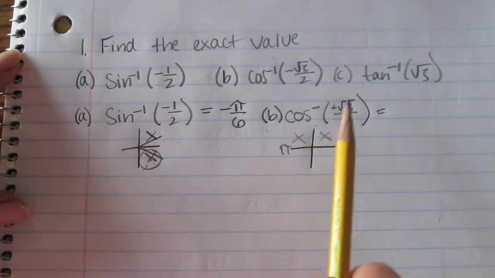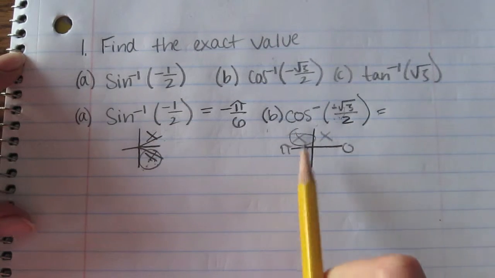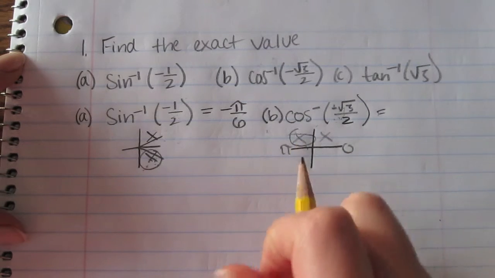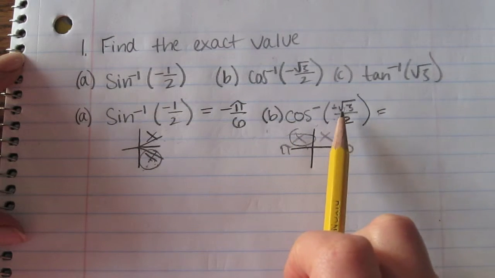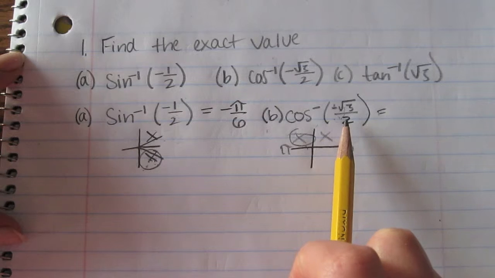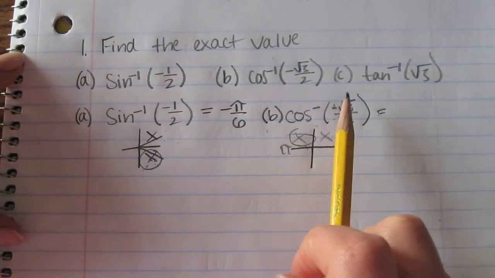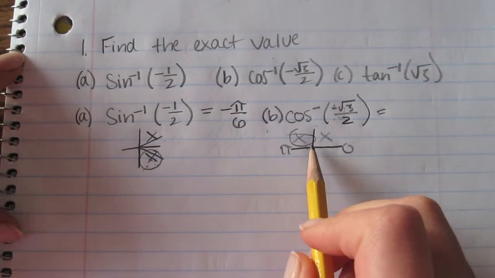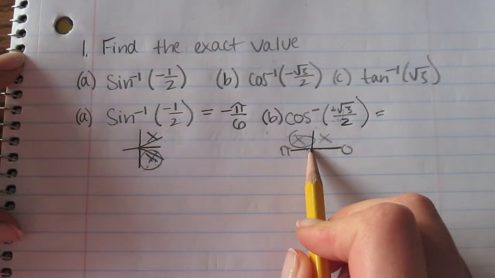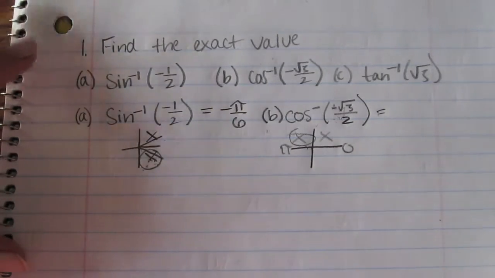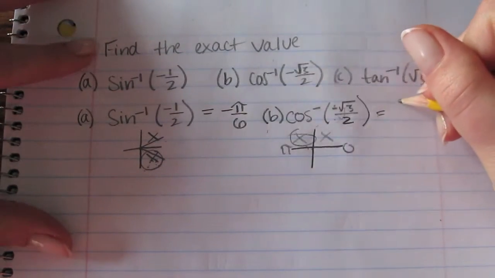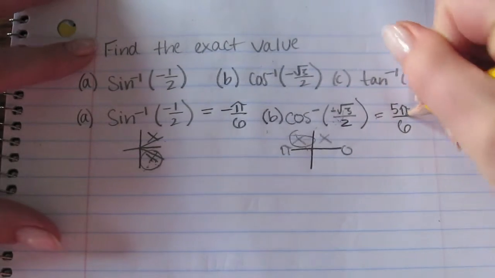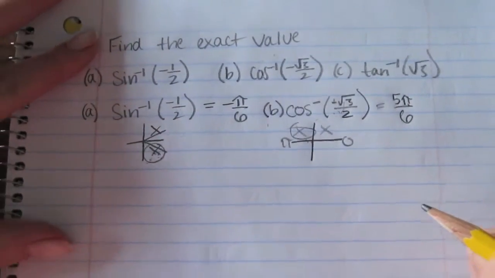And we have negative. So cosine is negative in quadrant 2, and cosine is also -√3/2 at 5 pi/6. So the answer would be 5 pi/6, and that is between 0 and pi, so that checks.